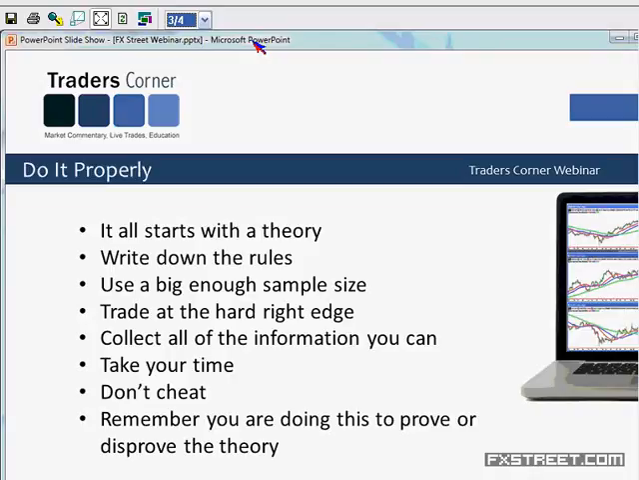If it doesn't, he doesn't take the trade. He moves on to the next chart. Or if that's his final chart, he walks away for the day and does nothing.